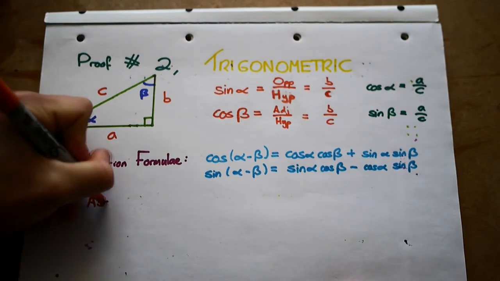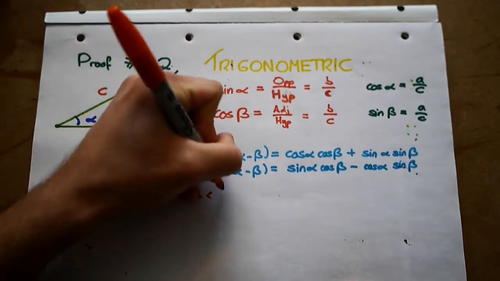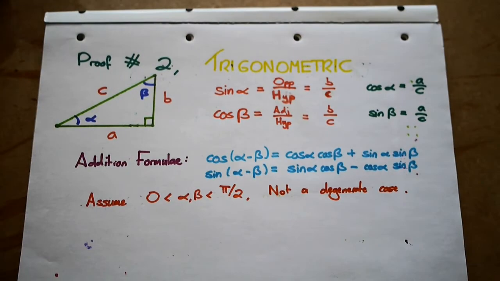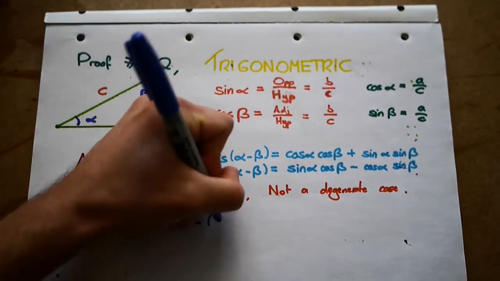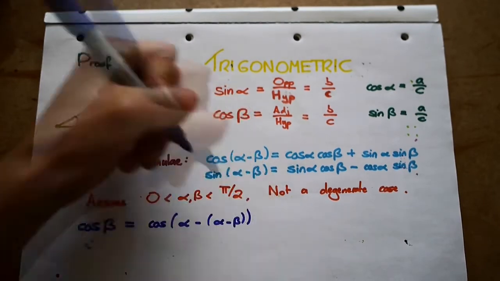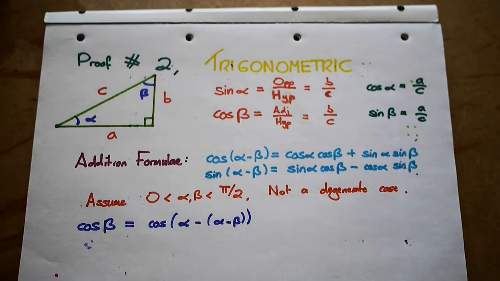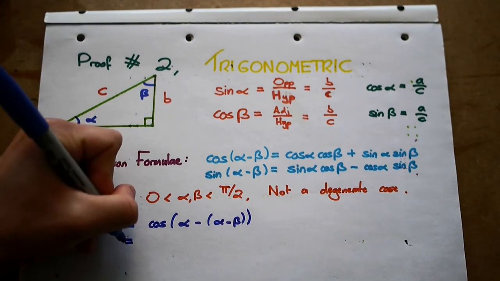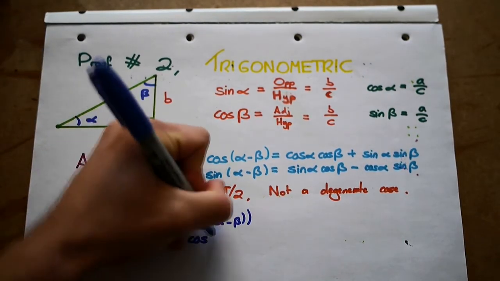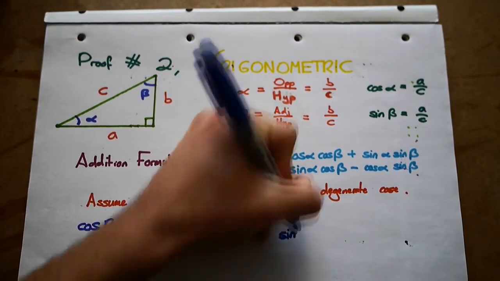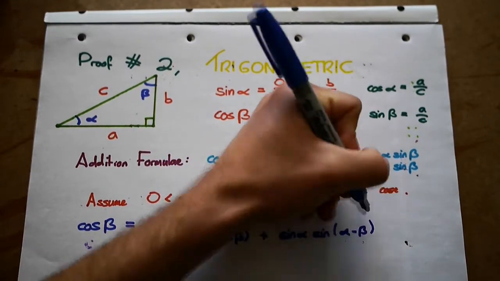I'm going to assume that alpha and beta lie in the range 0 to pi over 2. This is to avoid a degenerate case of triangle, such as a line or an infinite strip. First consider cos beta. Since alpha minus alpha is 0, we can write this as cos of alpha minus beta. Then by using our subtraction formula for cosine, we have cos alpha multiplied by cos alpha minus beta plus sine alpha times sine alpha minus beta.